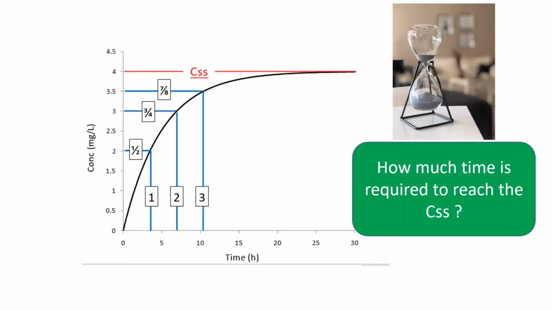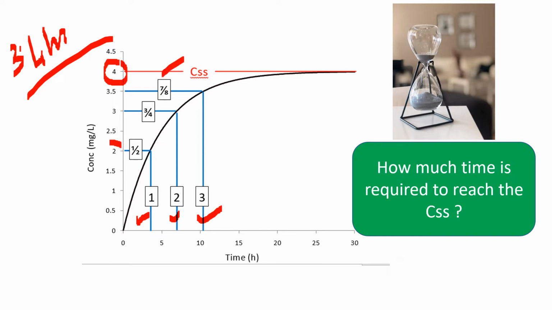So how much time is required to reach the steady-state plasma concentration? For example, let's take a drug with a half-life of 3.4 hours, and we have marked on the x-axis the first half-life, second half-life, and third half-life. In the first half-life, it reaches 50% of the steady-state plasma concentration. Here we have 4 milligram per ml, and there we have 2 milligram per liter. In the second half-life, it reaches 3/4 of the steady-state plasma concentration, and in the third half-life, it reaches 7/8 of the steady-state plasma concentration. So we can presume that at 4 or 5 half-lives, it will reach the steady-state plasma concentration. That is the amount of time that will be required to reach the Css.